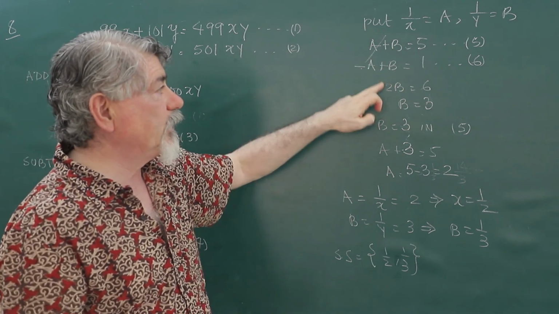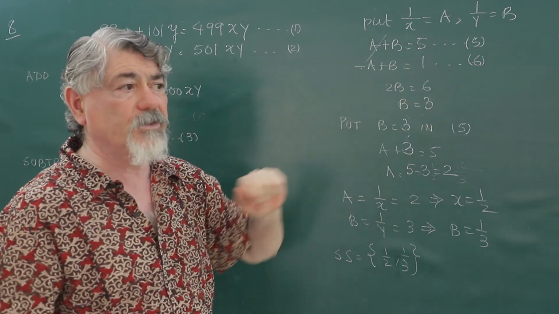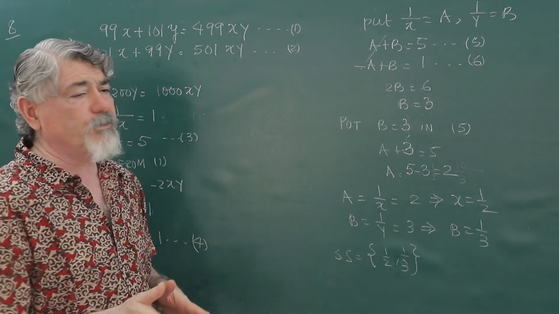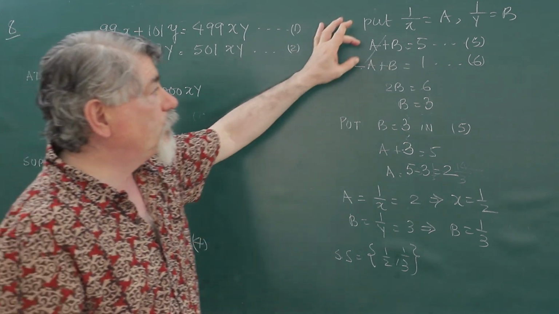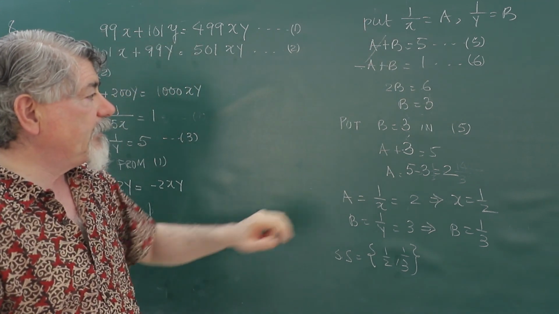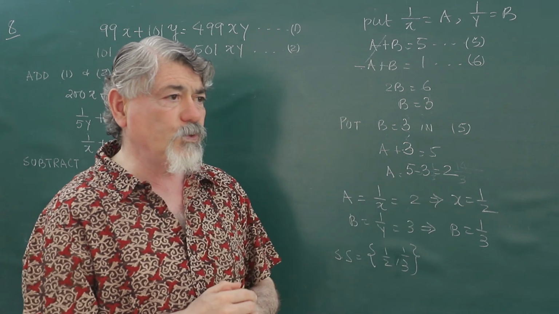A will cancel, you will get 2b is equal to 6, b is equal to 3. Once we have got b is equal to 3, let us put b is equal to 3 in equation 5 or in equation 6. I put it in equation 5, I get the value of a as 2.